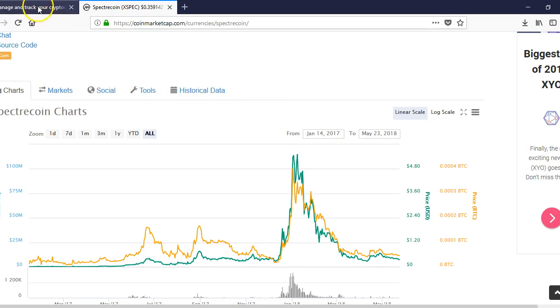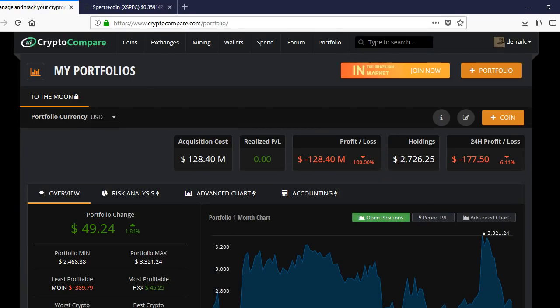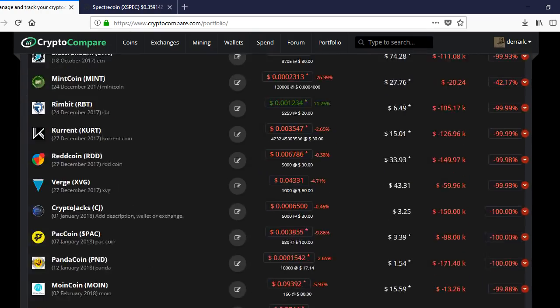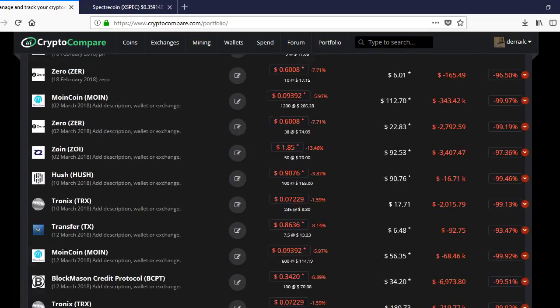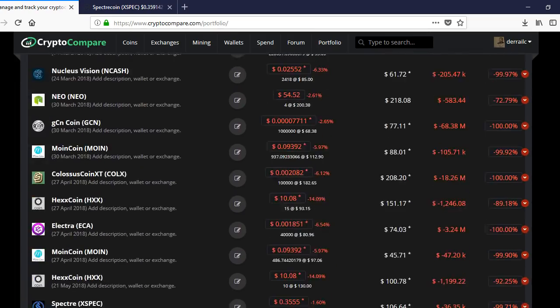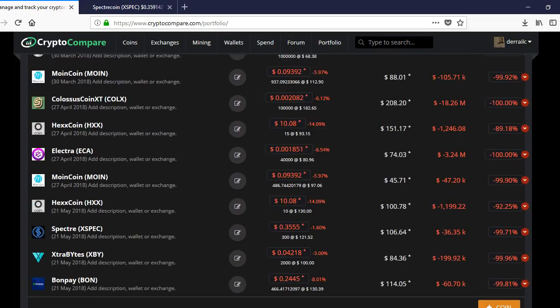I picked up 300 of them. I paid $121.52 for them. I also picked up 10 more hex coins, and I bought 2,000 XBY extra bytes. And I picked up bonpay.